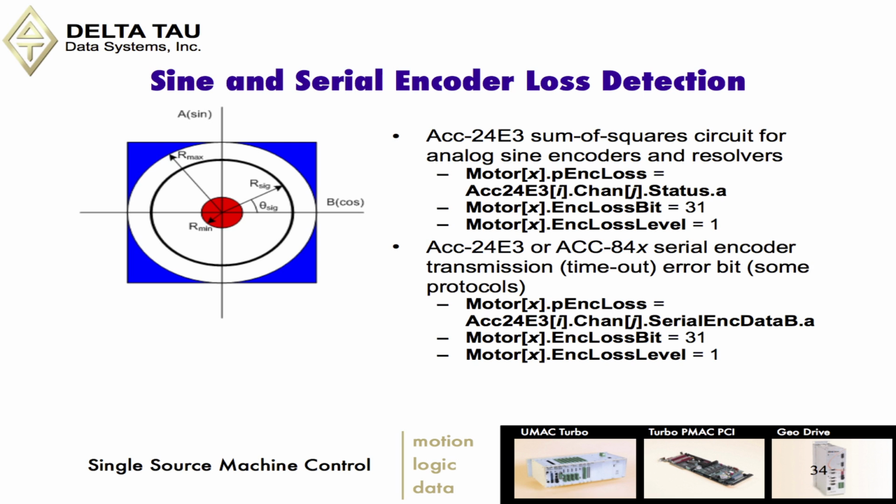We can also do it by using the sum of squares in the accessory 24E3 to determine whether or not we've lost a sinusoidal encoder.